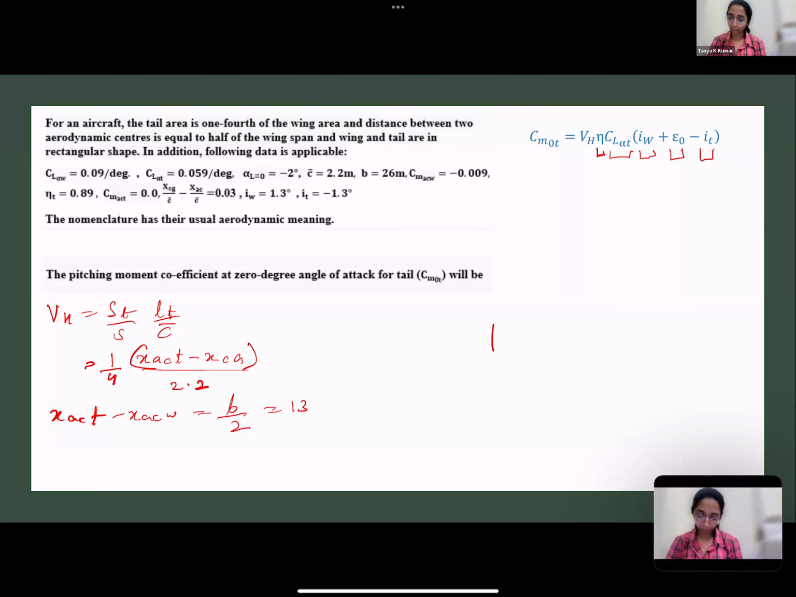Yes, Sandra. We'll start with that distance between two ACs. So this is what is given to us. What we need is XAC tail minus XCG. Another thing that they've given us is X bar CG minus X bar AC. Right? So this given is 0.03. So XCG minus XAC is 0.03 c bar, which is 0.03 into 2.2.